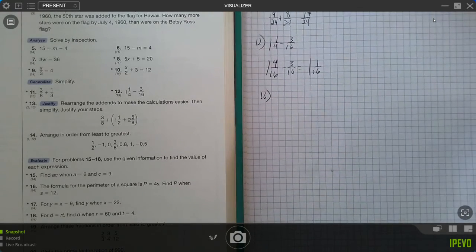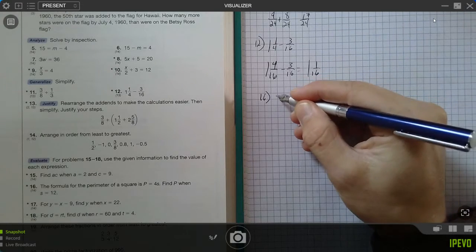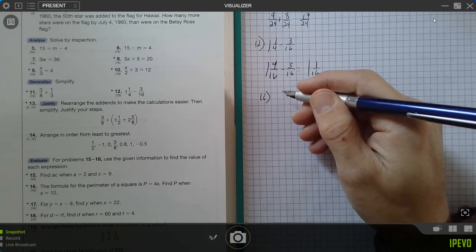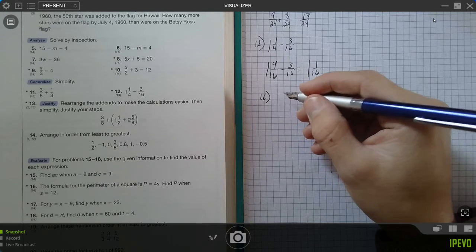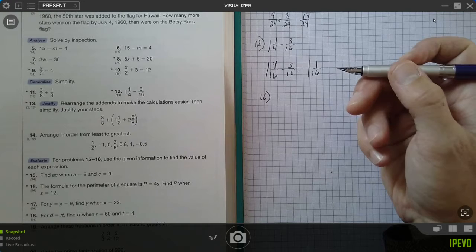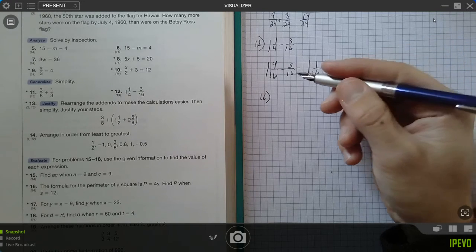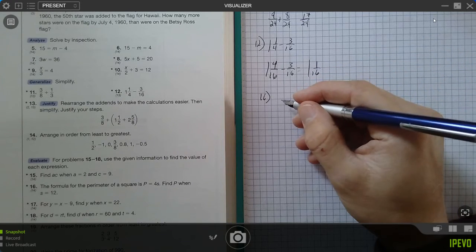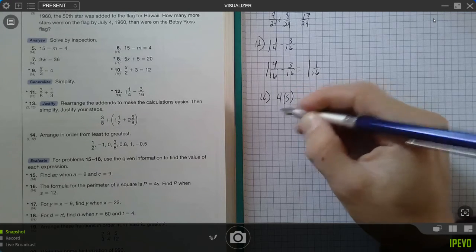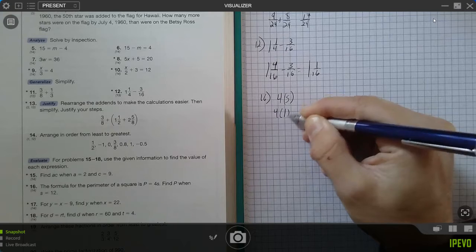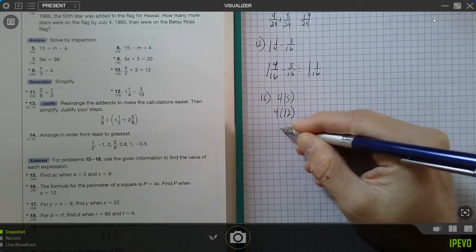The formula for the perimeter of a square is P equals 4S. Okay, and that's for a square, not a rectangle. For a rectangle, it's P equals 2 times length plus 2 times width. But since in a square, length and width are the same, you can just do 4S. All right, so find P when S is 12. It turns into 4 times 12. That's just going to be 48.